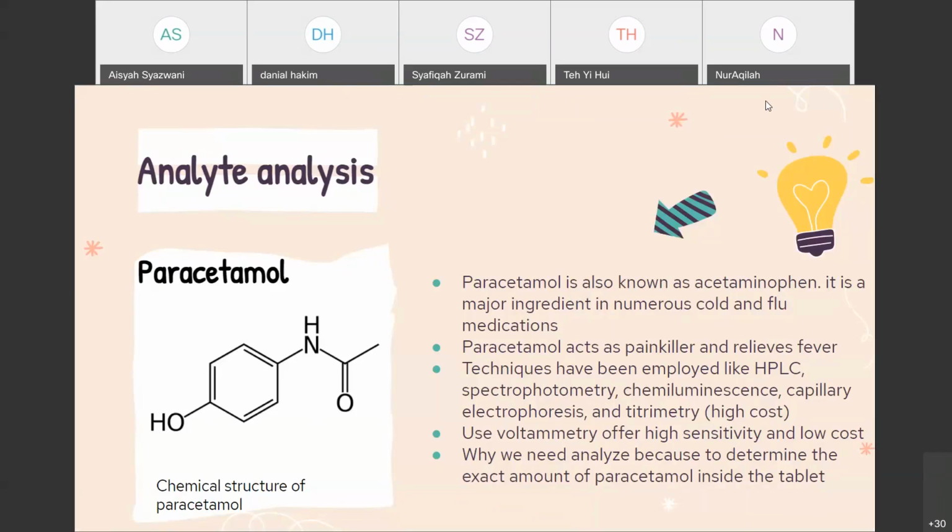So many techniques have been used for the detection of paracetamol, like HPLC, spectrometry, chemiluminescence, capillary electrophoresis, and voltammetry. But these methods are tedious, high cost, and require pre-treatment of sample. So we use voltammetry that offers high sensitivity, precision, low cost, and accuracy. So why we need to analyze this paracetamol? To determine the exact amount of paracetamol inside the tablet. We do not want an excessive amount of paracetamol inside the tablet.